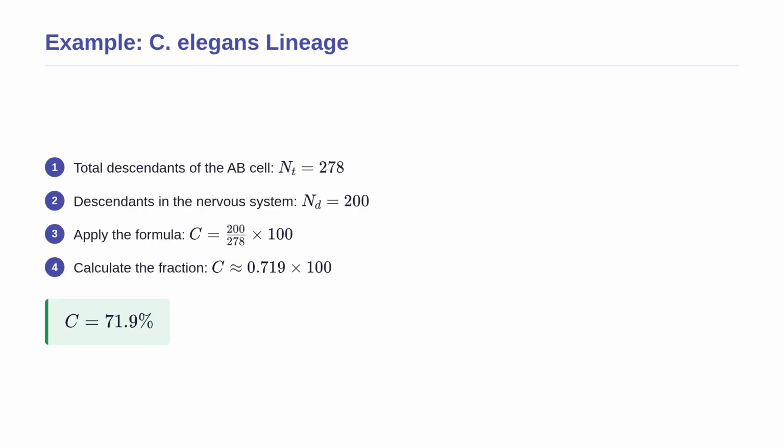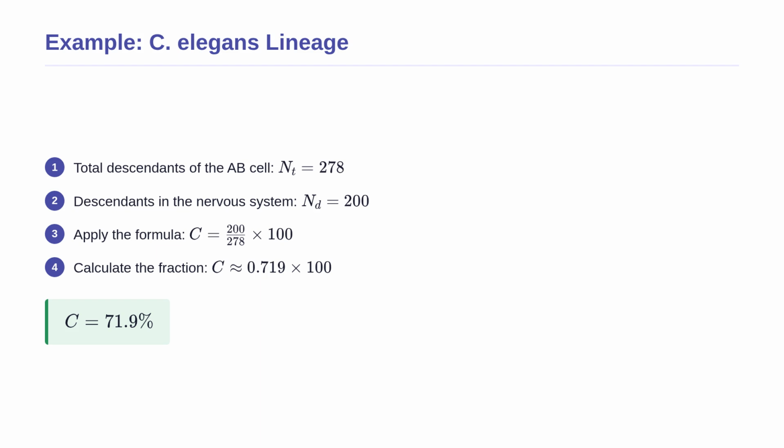Before we move on, let us see this formula in action with a concrete example. In the microscopic worm C. elegans, researchers are mapping the fate of an early cell called the AB blastomere. We're given that the AB cell has produced a total of 278 descendant cells. Out of these, 200 cells are found in the worm's nervous system. We need to find the lineage contribution percentage.